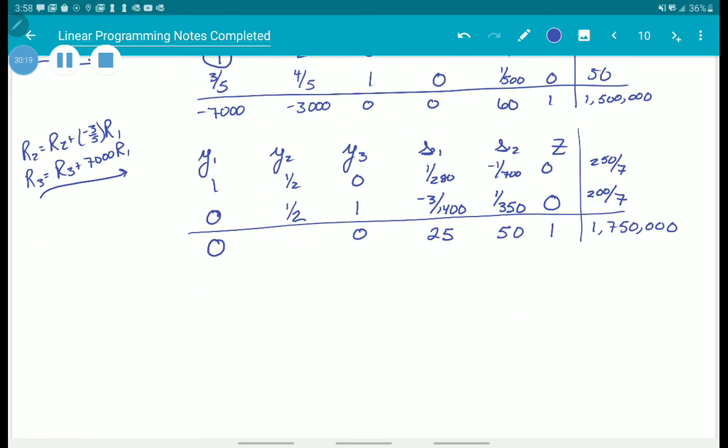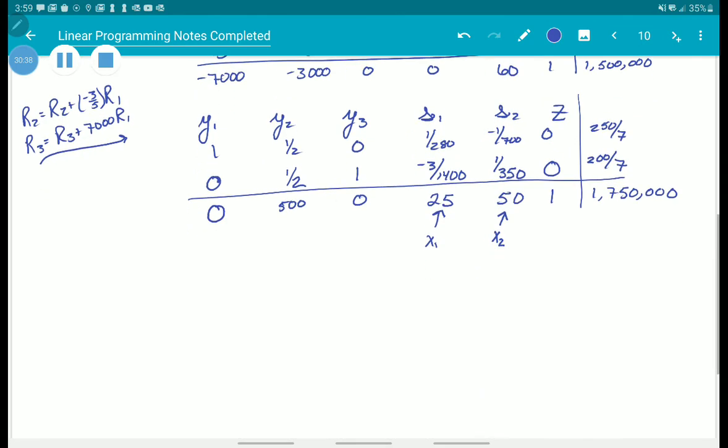Okay, notice we do not have any other negatives in the bottom, so this is the final table. And since this was a dual problem, the solutions are going to be here for x1 and here for x2. With the dual problem, your solutions will show up in the slack variable columns. And this is our objective. That's going to be our minimum cost.